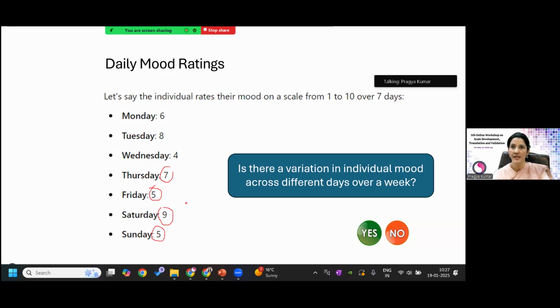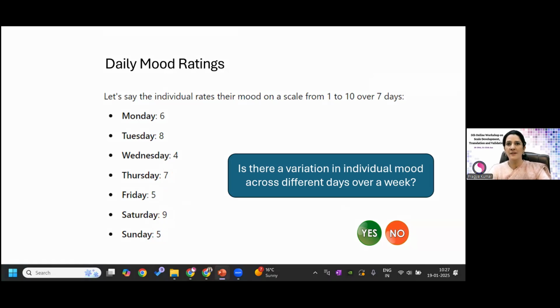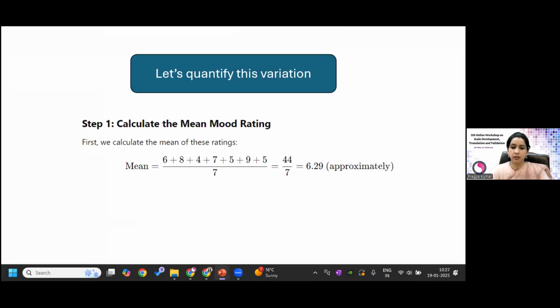So Ashwati is saying yes. Of course, you can see that there is a variance, meaning it is varying. What is the literal meaning of variance? Basically, it is something which keeps on varying. If there is a variance in this daily mood, and I have to calculate how much the difference from the mean is, how do I calculate the mean? I will just add up all these scores and divide by the total number of days, which is 7, and the mean score is 6.29.